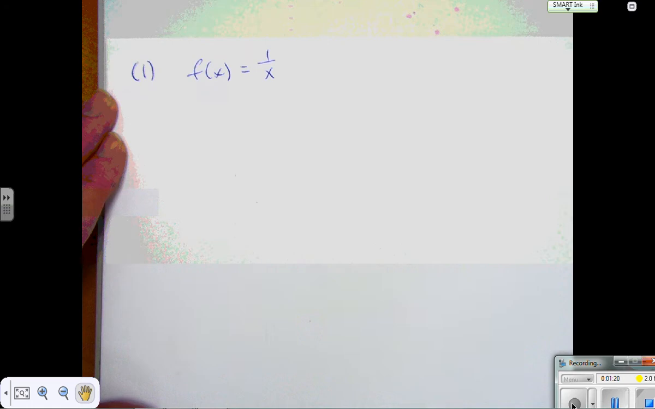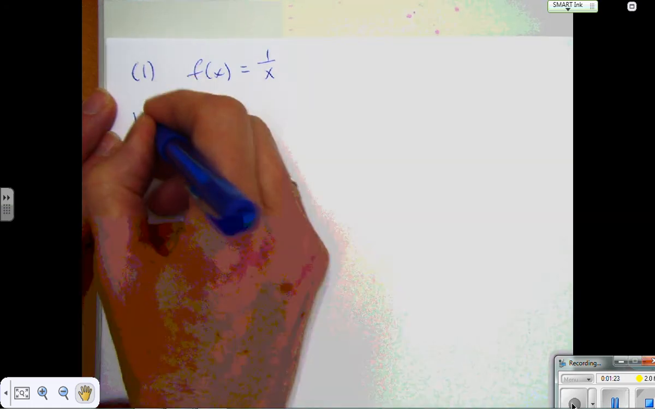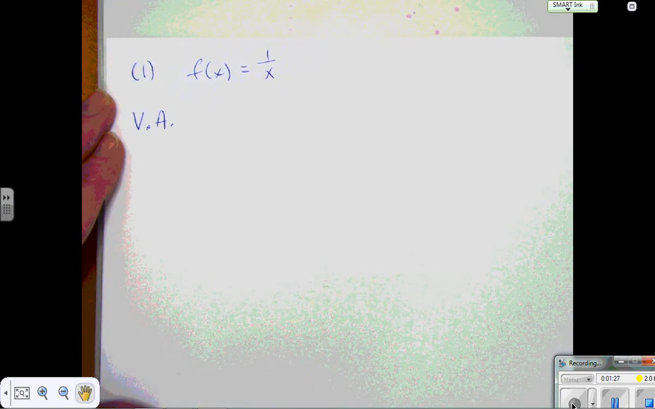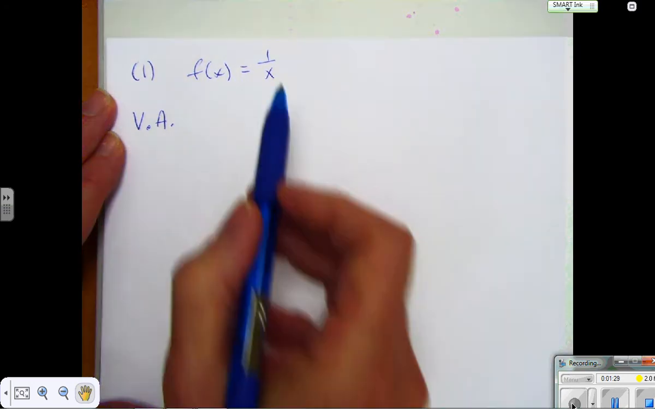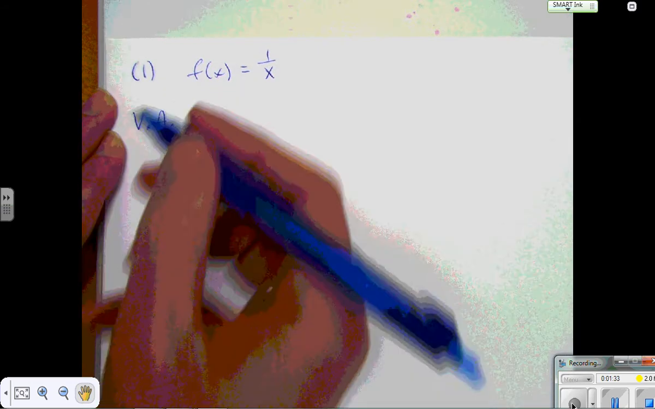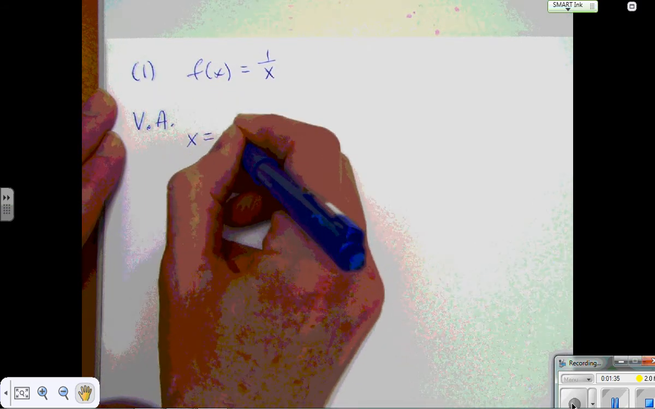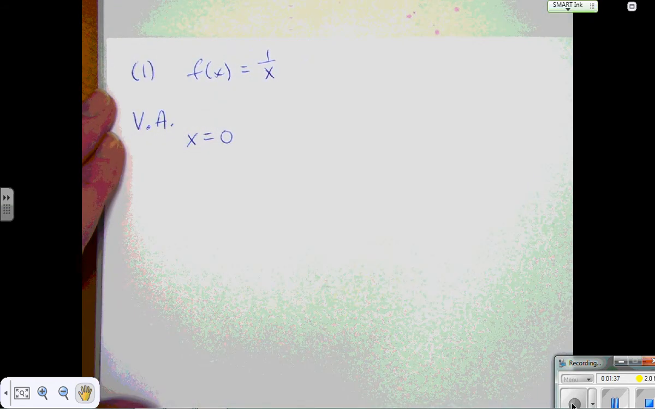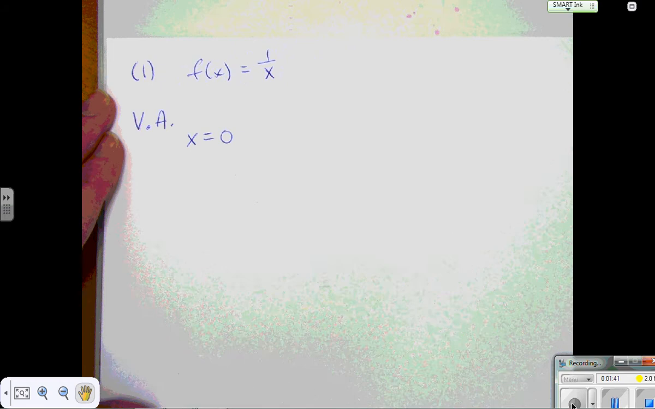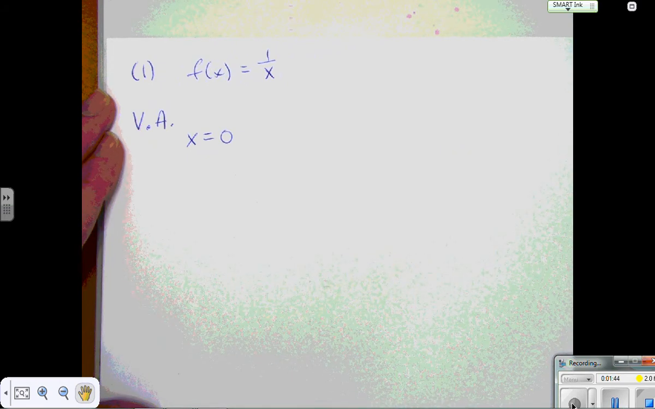All right, so for a vertical asymptote, I'm just going to call it VA for shorthand. I'm going to take the denominator of this fraction, in this case it's just x, set it equal to 0, and solve. In this case, it's just going to be x equals 0. So that vertical line is your vertical asymptote.